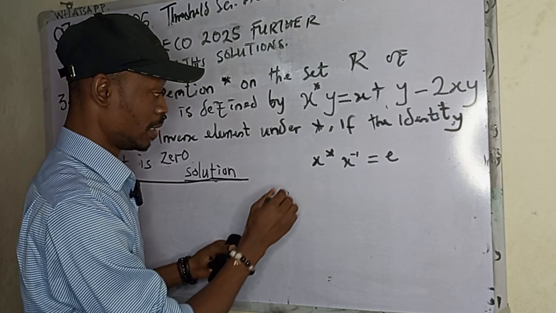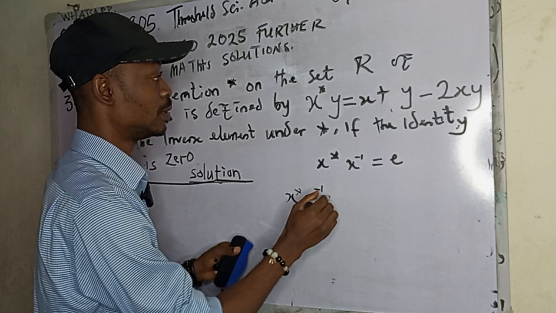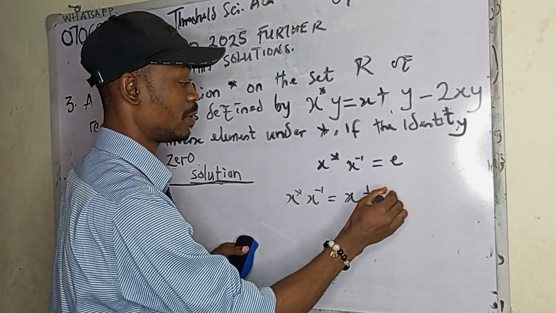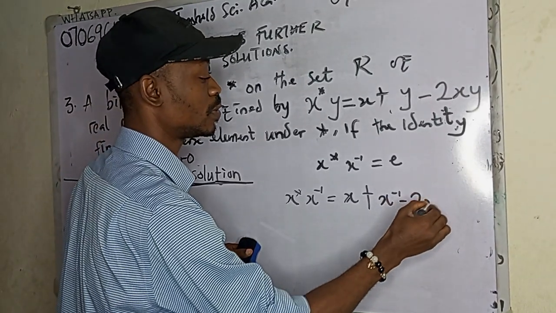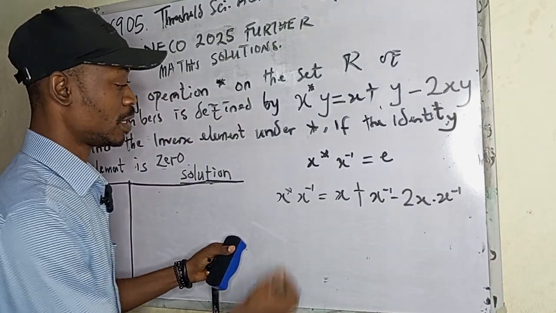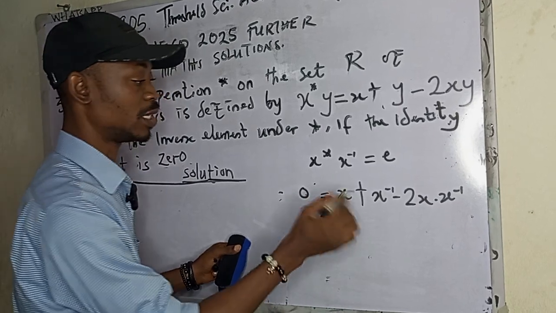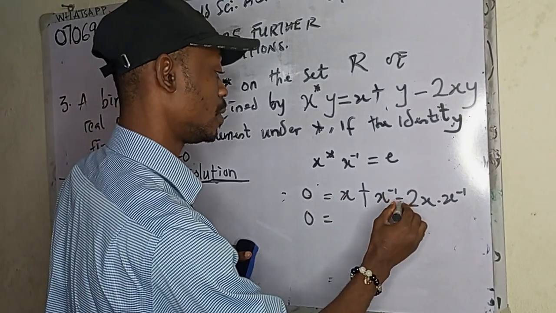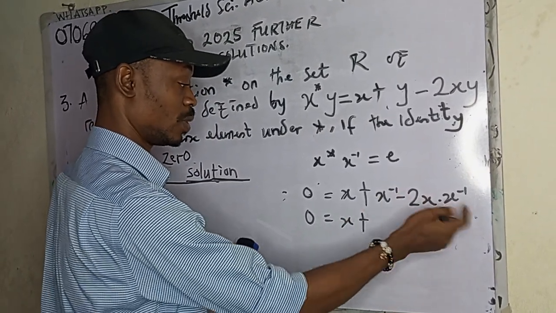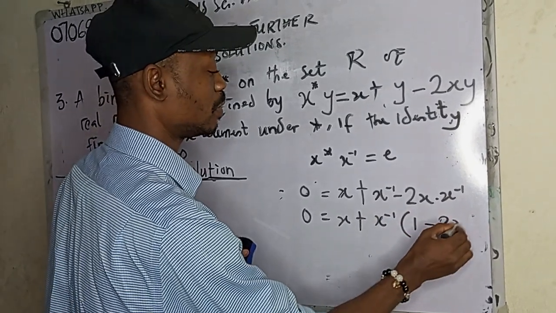Therefore, x star x raised to the power minus 1 will be equal to x plus x raised to the power minus 1, minus 2 times x times x raised to the power minus 1, and it must be equal to 0. So let's equate this to 0. The next thing is to collect like terms. There's a negative here, so we have x plus, and we factorize x raised to the power minus 1 out: x raised to the power minus 1, open a bracket, 1 minus 2x.